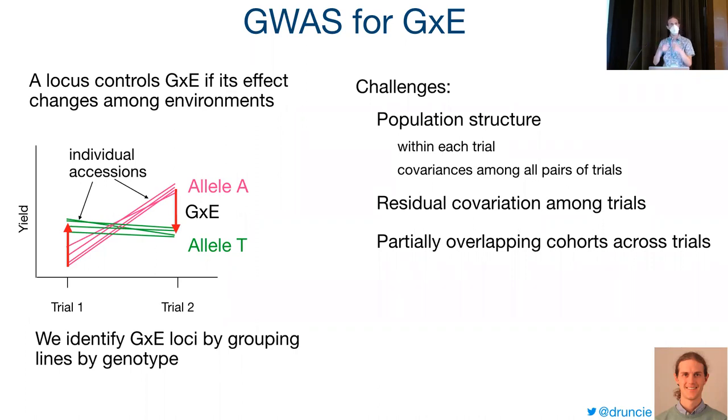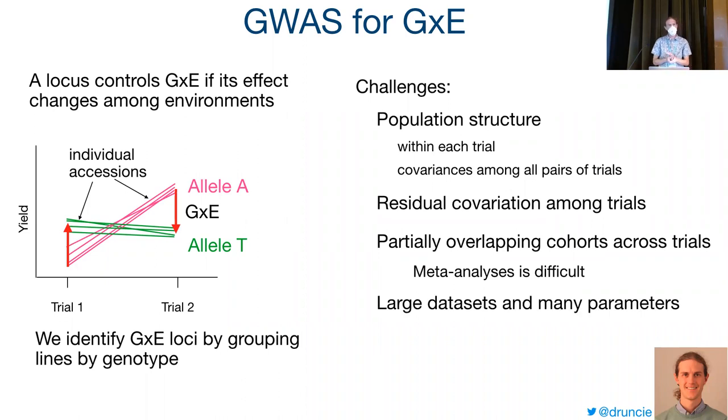Another thing I didn't mention is that these trials are not complete. Only a few hundred to maybe a couple thousand lines were grown in each trial, overlapping subsets of them. And that means that doing this in a meta-analysis approach, which would be much simpler, is really complicated because of sort of weird correlation structures among the estimates. And so that's not a great solution.